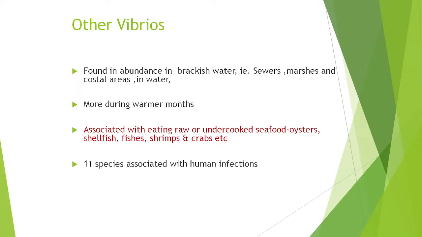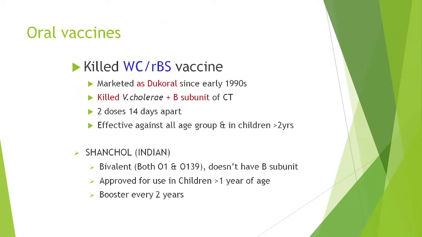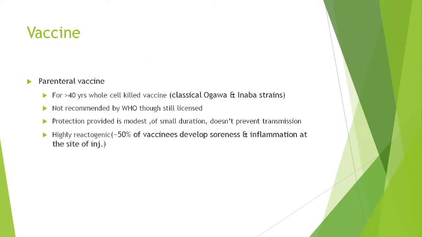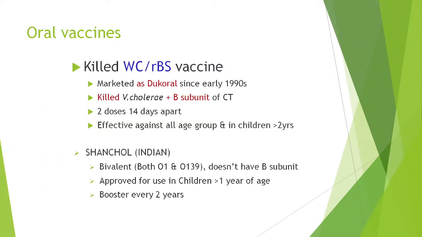Okay. So there is another, I think Typhoral, it is not written here. This is the Dukoral. So this was the parenteral vaccine, which used to be given earlier, but now it is not given. Okay, there is a Typhoral vaccine. Oh sorry, Typhoral is not for this, Typhoral is for typhoid. So similarly that vaccine is there, this Shanchol.